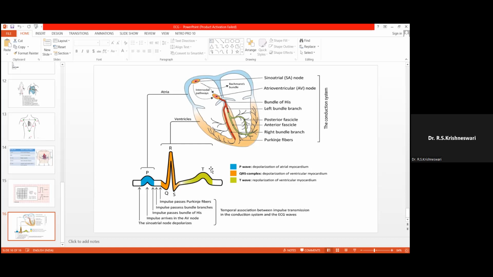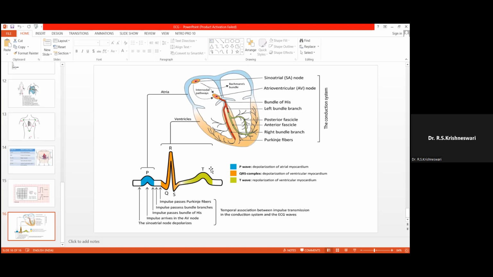And the importance is, now we are going to connect the conductive system of the heart with the waves of the ECG. So we all know that in the conduction system of the heart, the SA node is the natural pacemaker of the body. Once the SA node fires, there will be production of an impulse in the SA node, and this impulse will be traveling through the internodal pathways to the AV node.